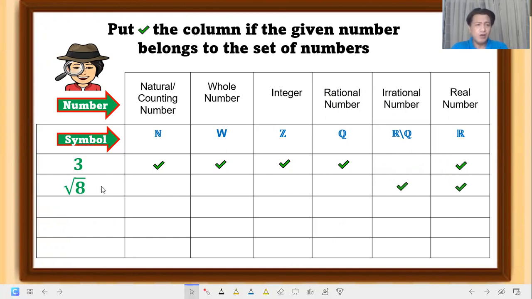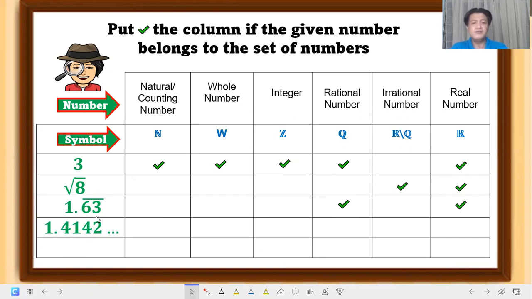Okay? And we also have this 1.63. Remember, this is repeating decimal. Okay? Meaning to say, natural ba siya? No. Whole number, integer, no. Rational, that is yes. Irrational, no. Real number, yes. Okay? Next, we have this 1.4142.